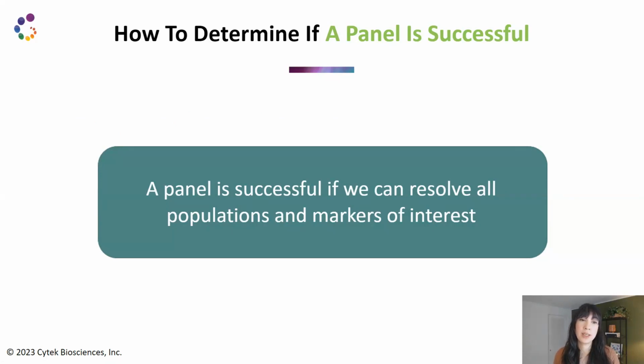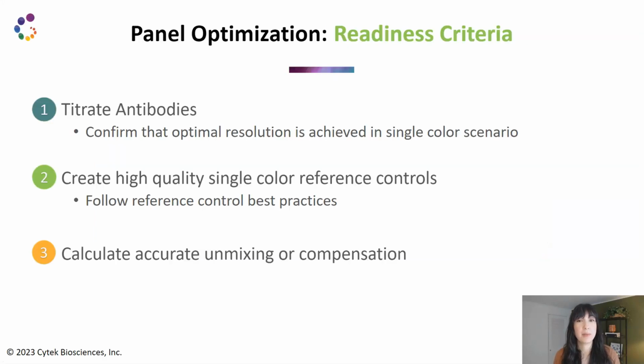So I would recommend doing something that I call a panel optimization experiment. But before we can get to that, we actually need to go through some readiness criteria for that panel optimization experiment. So you need to start out by titrating your antibodies. You're going to be in a single color scenario while you titrate your antibodies, and that's going to allow you to confirm that you have optimal resolution in the single color scenario. So it's a very critical step.